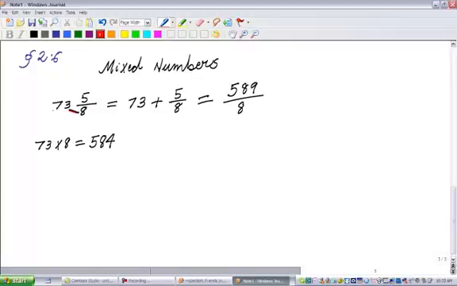The way you want to read it is 73 and 5/8. So you're adding 73 and 5/8. If you add these two numbers, how would you add them? What's the common denominator? 8. So you multiply 8 and 73 and add 5, right? Well, 73 means 73 over 1, so the LCD is 8. 73 will be multiplied with 8, and then you add 5, and that's exactly 589 over 8.